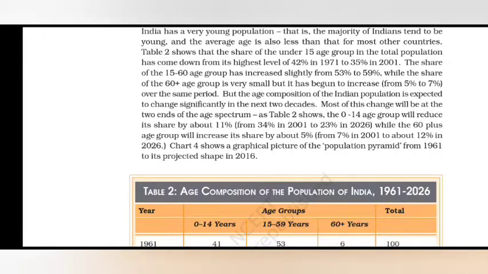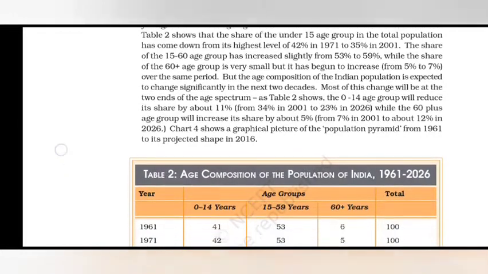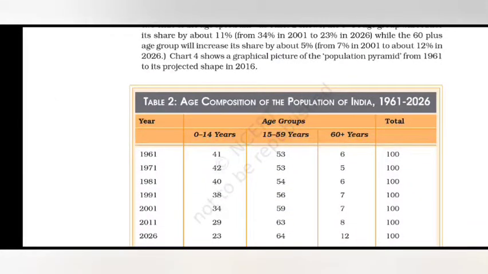But the age composition of Indian population is expected to change significantly in the next 2 decades. Most of this change will be at two ends of the age spectrum. As table 2 shows, the 0 to 14 age group will reduce its share by about 11%, while the 60 plus age group will increase its share by about 5% to about 12% in 2026. Chart 4 shows a geographical picture of the population pyramid from 1961 to its projected shape in 2016.